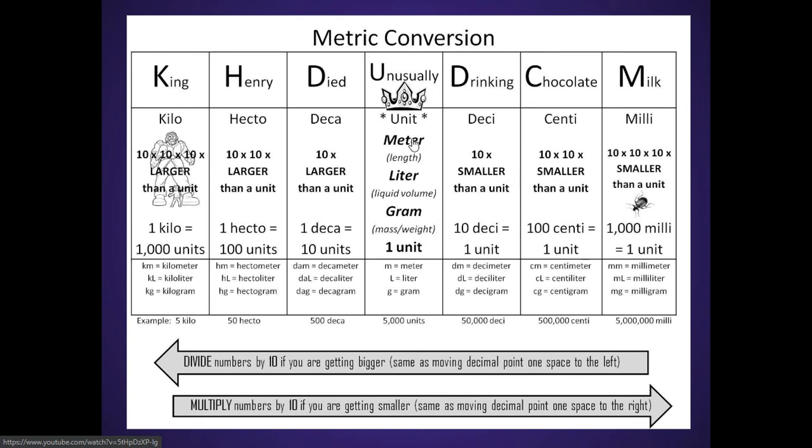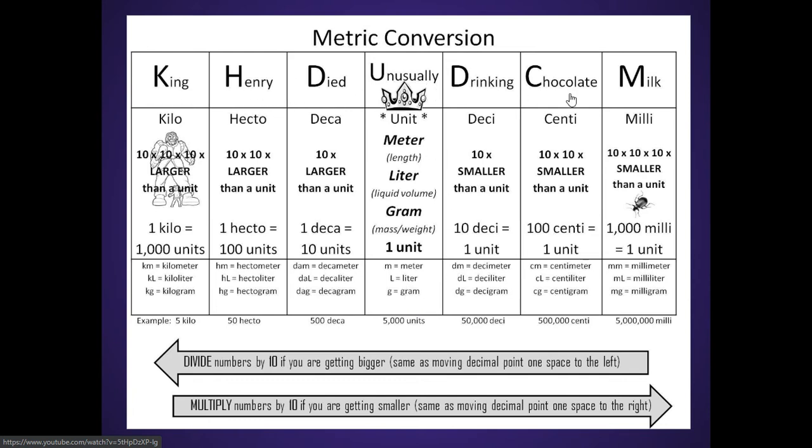This is another diagram that we'll be using once we get into this in our book. Remember I said we have our base units. Right in the middle of this chart are your base units. Your meter, which measures length, your liter, which measures liquid volume, and then your gram, which is mass and weight. Those are your base units, and they are abbreviated M for meter, L for liter, and G for gram.